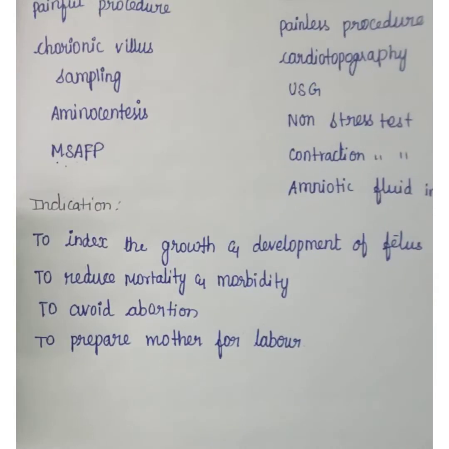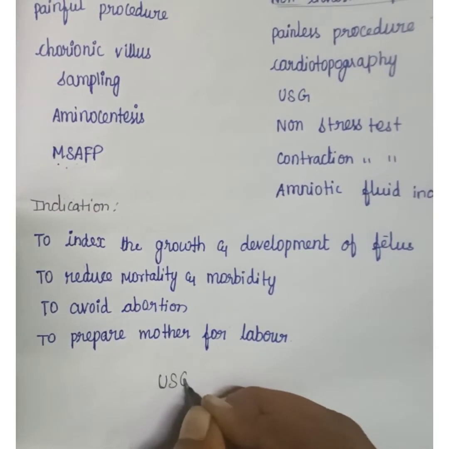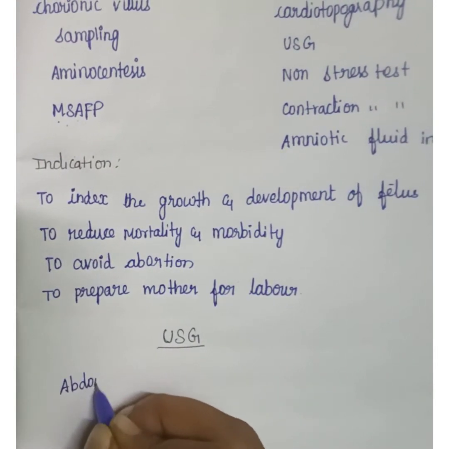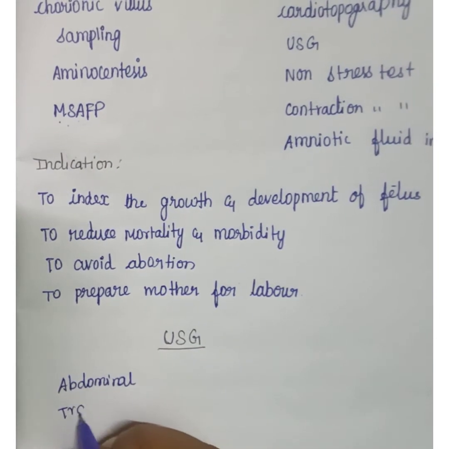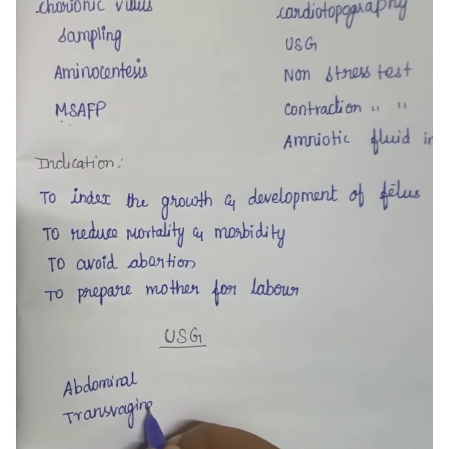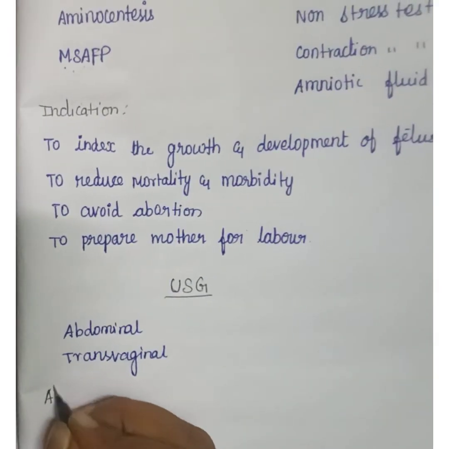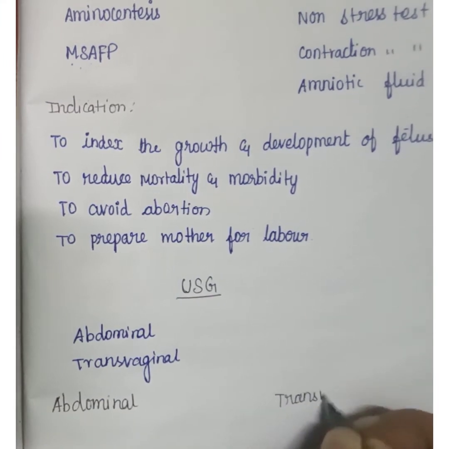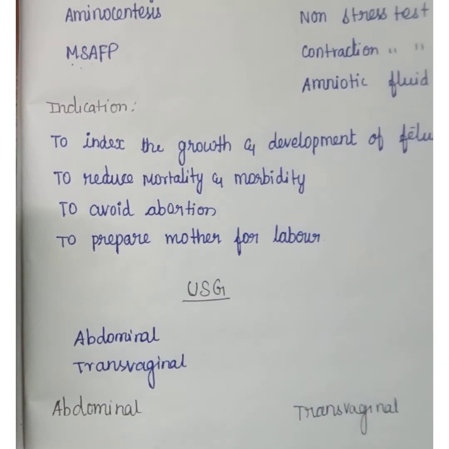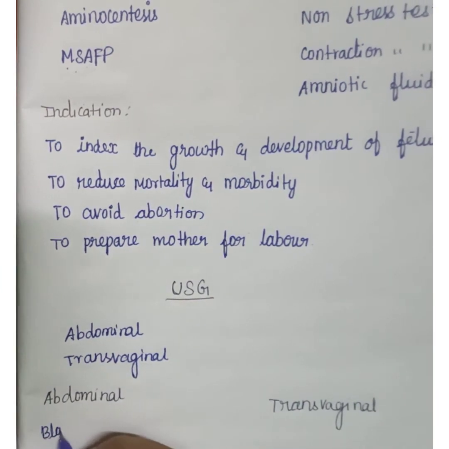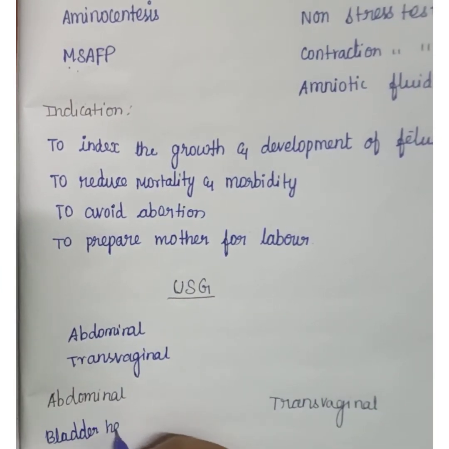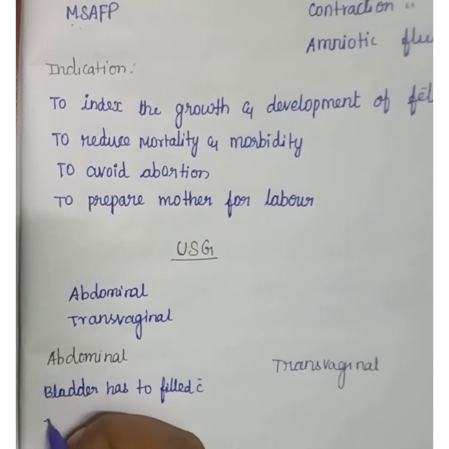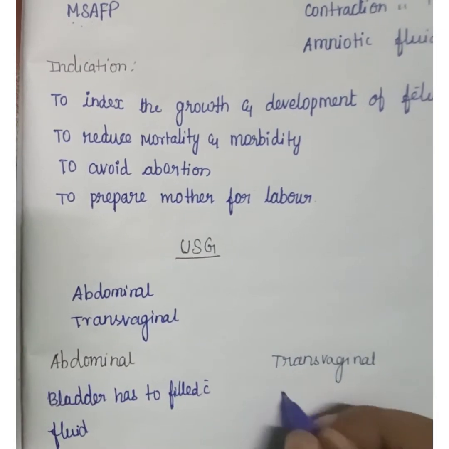Next, we are going to see USG. USG means ultrasonography. USG can be done through abdominal and transvaginal routes. Let's see the difference. First one is abdominal and here transvaginal. In abdominal USG, the bladder has to be filled with fluids, and here it is empty, so the bladder should be emptied.